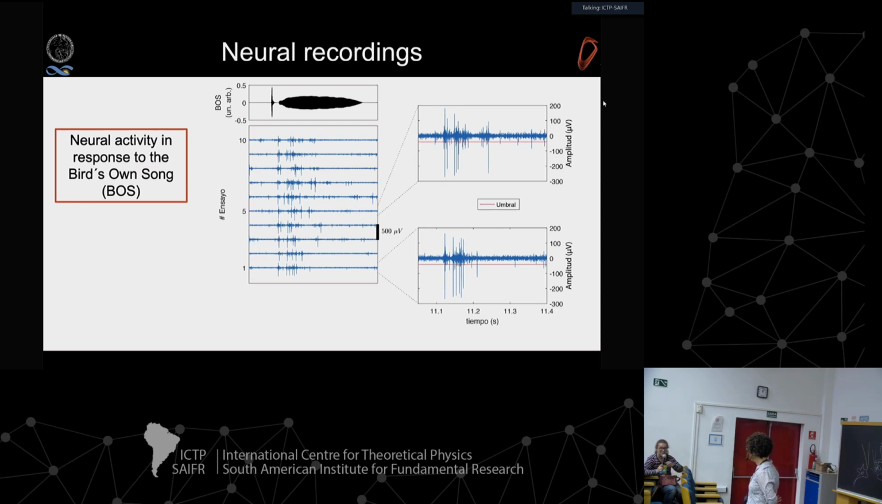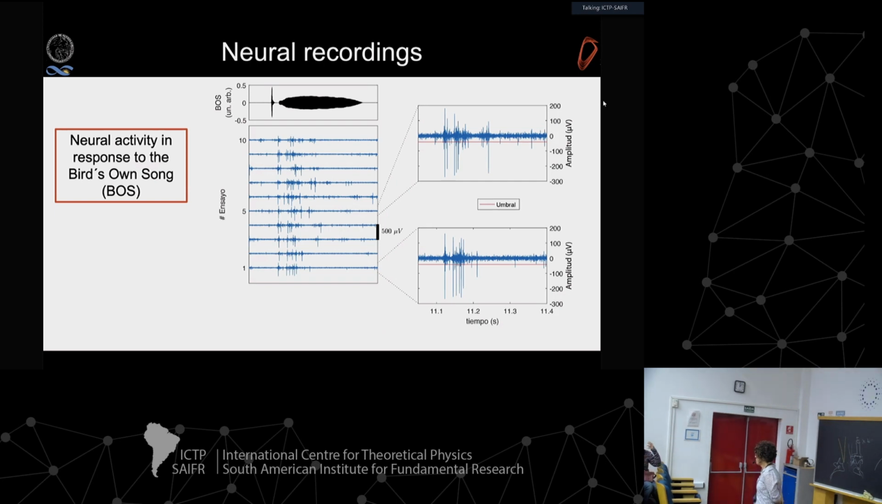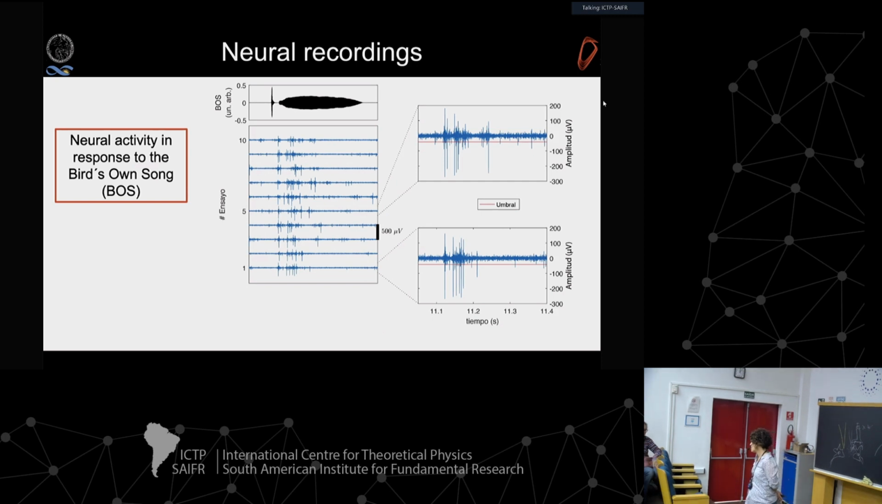A philosophical question and a practical question. The philosophical one: is there any significant difference between a neuron in a bird and a neuron in a brain? I would say no. Same neurons, same channels. I couldn't think of a difference. We are using the same models, the same channels, and we don't see any difference.